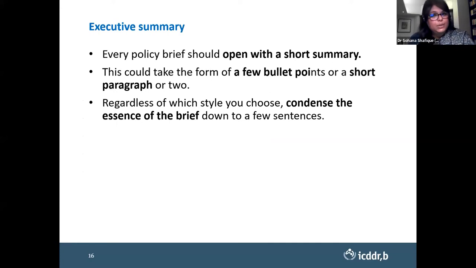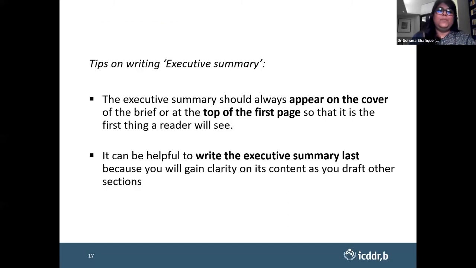Regardless of which style you choose, condense the essence of the brief down to a few sentences. You usually write it towards the end. An important tip for writing an executive summary is that it should always appear on the cover of the brief or at the top of the first page, so that it is the first thing the reader will see.